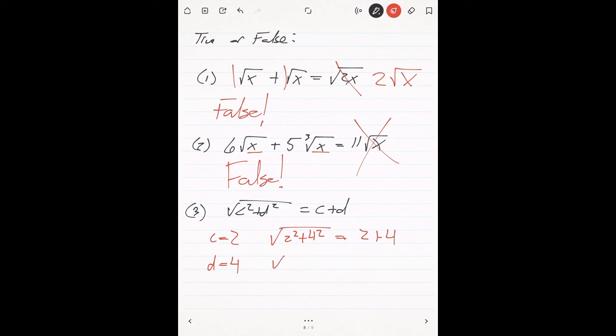So let's see, that's the square root of 4 plus 16. That should equal 6. Well, the square root of 4 plus 16 is the square root of 20. That doesn't equal 6. So, turns out no, this is also a false statement. So all 3 of these were false. None of them actually worked. These are 3 very common misconceptions, work I see a lot of students do from time to time.